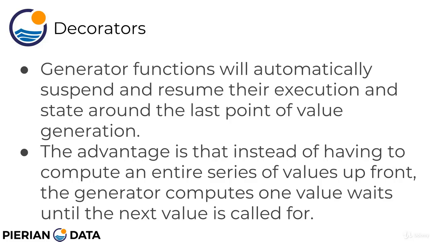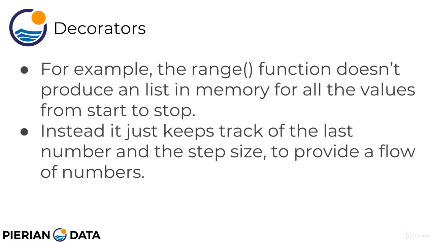The advantage here is that instead of having to compute an entire series of values up front and hold it in memory, the generator computes one value and waits until the next value is called for. So you can imagine if you wanted to get all the numbers between 1 and 1 million. You have two options here. You can either start generating values 1, 2, 3, 4, and then feed them that way, for example, in a for loop, or you would create a giant list of numbers, 1 through 1 million, and then slowly pick off those numbers from memory.